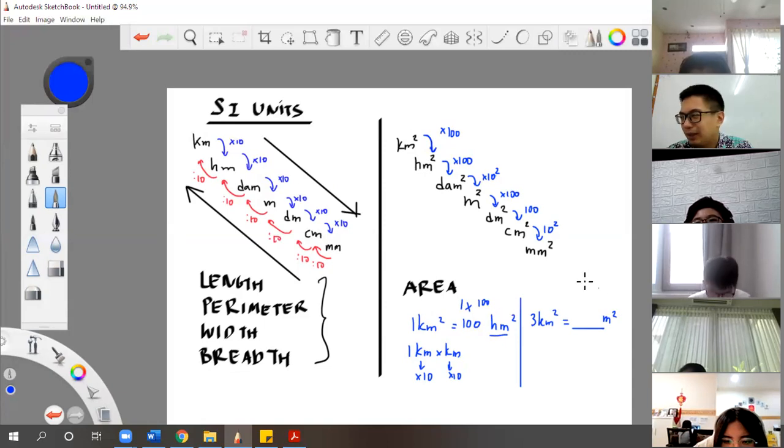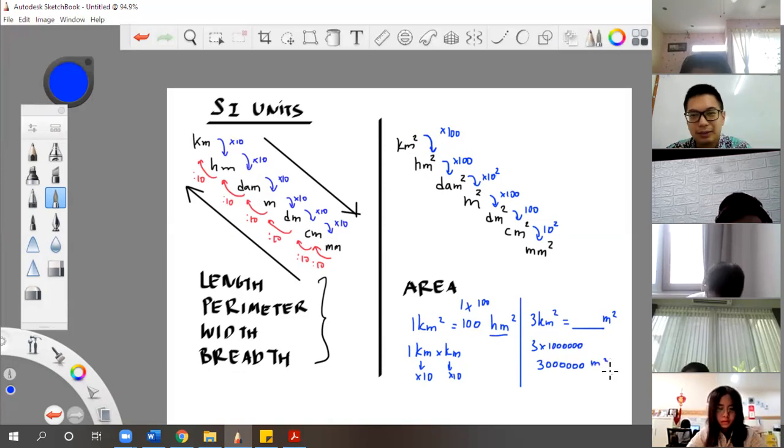That's the simple way. How about from kilometer square to meter square? You go down by how much? 1, 2, 3, right? So you multiply by 100, 100, 100. That's 1 million. That's the easiest thing. 3 million meter square. You just multiply like that.